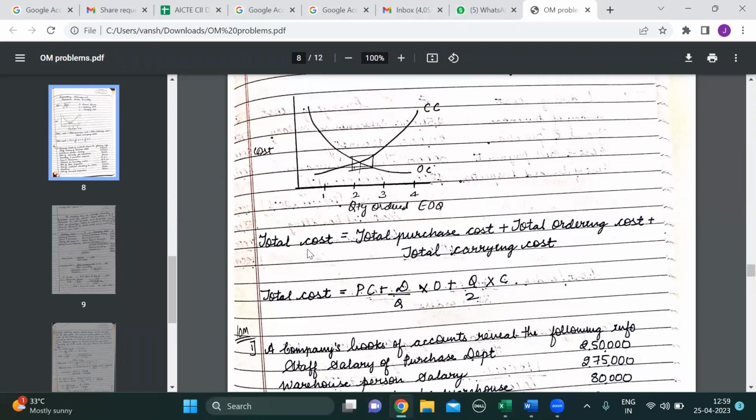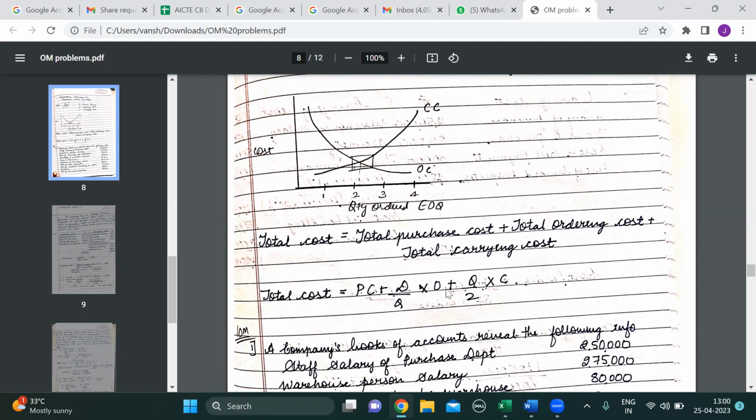Now using that quantity, we find the total cost and we say that total cost will be minimum. So the formula for total cost is total purchase cost, whatever you are purchasing, plus total ordering cost and total carrying cost. When you add all the three, you'll get the total cost. So to find the total ordering cost, the formula is demand divided by quantity into ordering cost. If I want 1000 units and I'm ordering 100 units every time, so 1000 divided by 100 is nothing but 10 orders into ordering cost per order will give me the ordering cost.